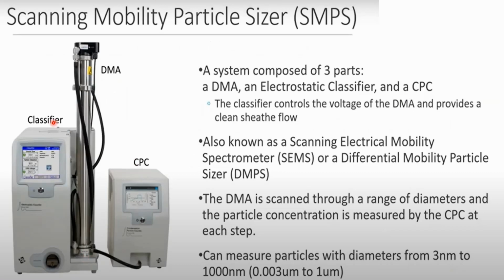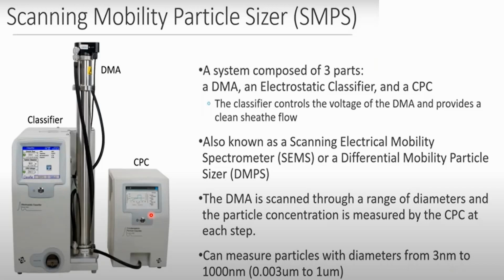So that's the whole DMPS or SMPS system. It carries a classifier, the DMA, it carries the CPC, and jointly it is known as the SMPS or DMPS system. The DMA classifies the different size particles, and the CPC counts the particles. The CPC carries an MCU and so on, which counts the number of particles as well as determines the size of the particles. So that's how a typical DMA as well as SMPS system works, which is basically used to measure the size of aerosol particles.